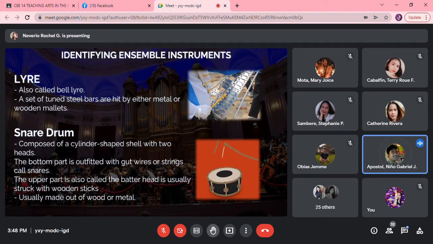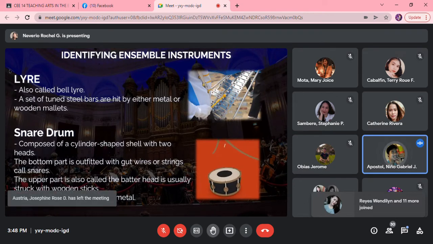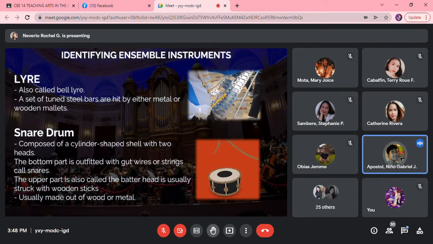Ayan. And then yung next natin is yung snare drum. Composed of a cylinder-shaped shell with two heads. Yung two heads na yun is the bottom part and the upper part. Yung bottom part is outfitted with gut wires or strings called snares. And the upper part is also called the batter head, and it is usually struck with wooden sticks. And snare drum is often used to keep the beat in a piece.